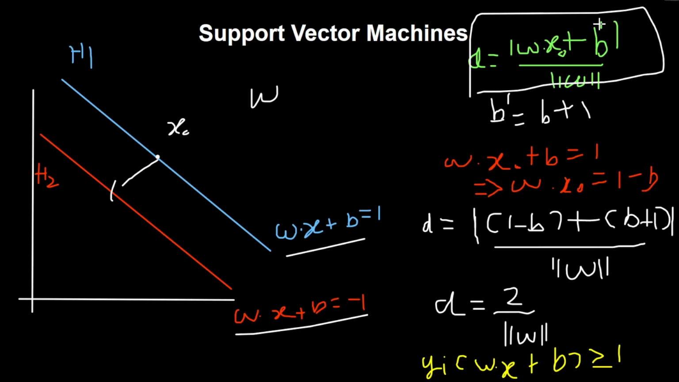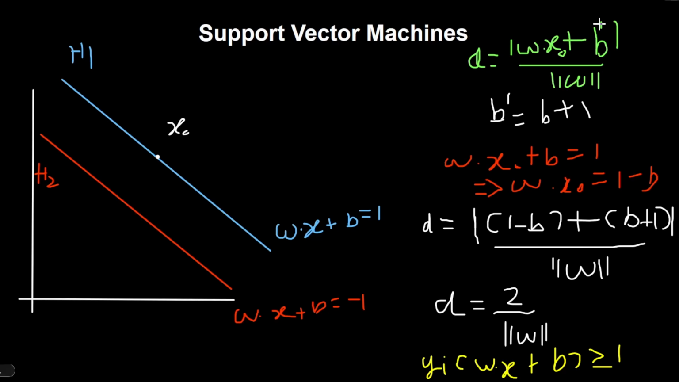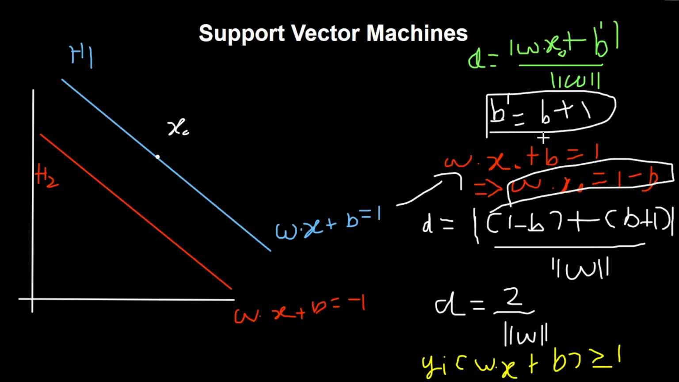The next thing is, here in this equation, w x plus b equal to 1, x naught must satisfy this hyperplane equation itself. So instead of x, we substitute x naught. We have the dot product of w and x naught on one side, and on the other side we'll have 1 minus b. Now that we have these two equations, we can substitute them here. So b dash is nothing but b plus 1, and the dot product of w and x naught is nothing but 1 minus b. So that's what we did here.